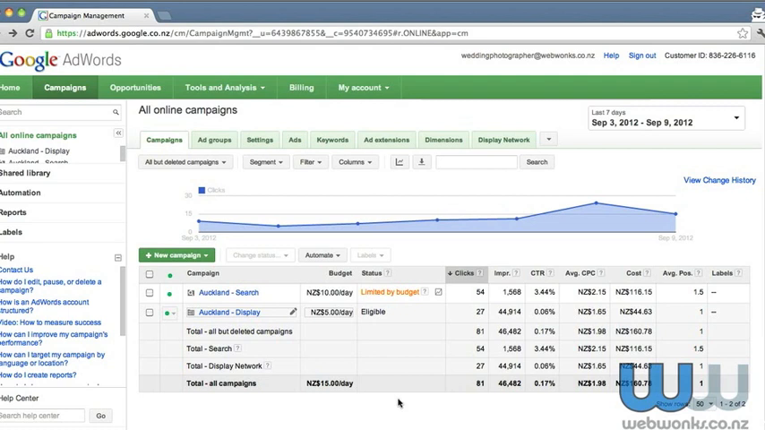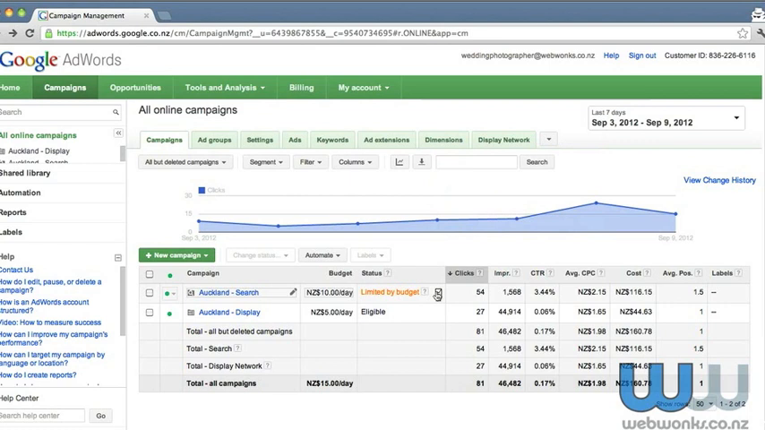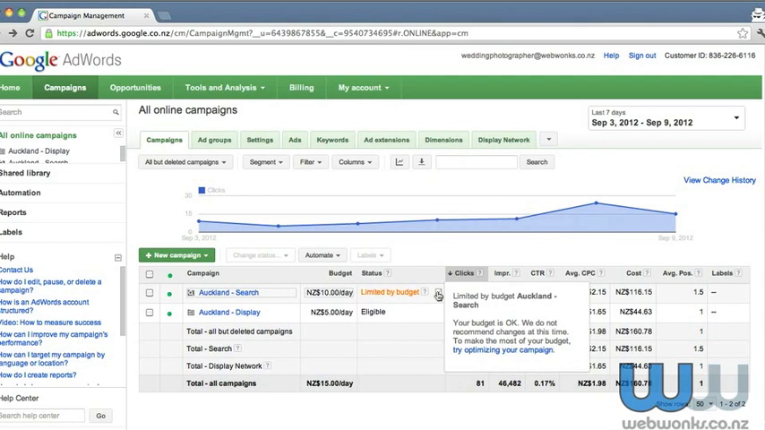You'll see that there is currently a limited by budget status, and if you hover across the question mark, it explains to you what that means. If you hover across the graph, you can see that the campaign is currently limited by budget. It says that the budget is okay.